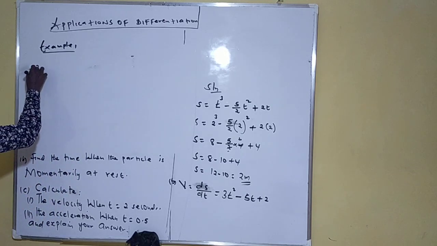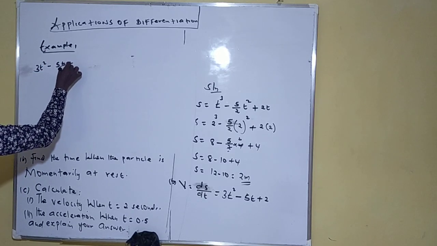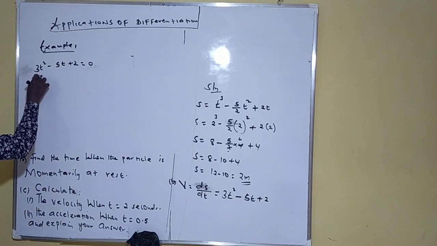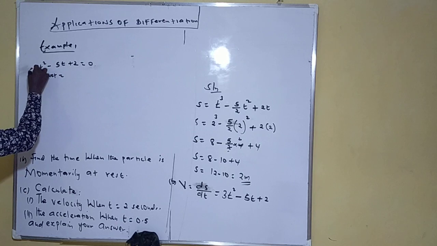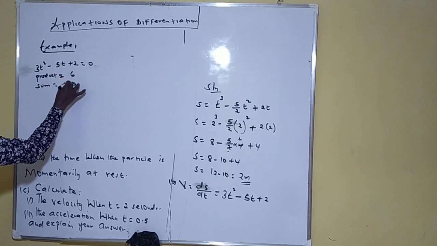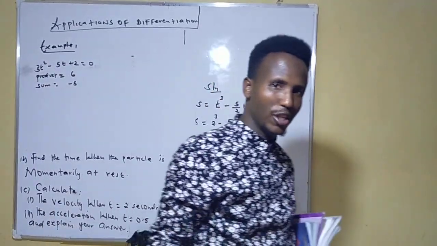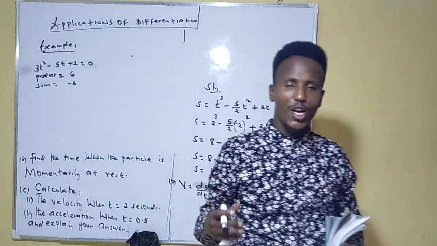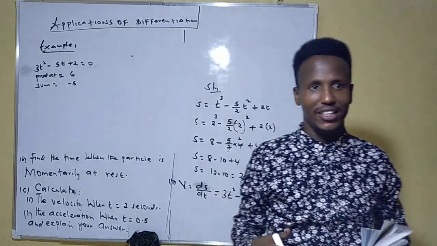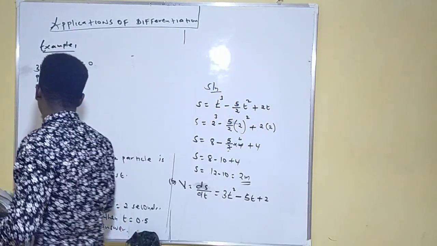So we are going to say 3t squared minus 5t plus 2 is equal to 0. We know that our product is 6, which is positive, and our sum is negative 5. So the two numbers are negative 2 and negative 3. Why? Because I've talked about this in our previous class. When you have negative on the sum side and positive on the product side, the two numbers are both negative. Don't forget that. So that's negative 2 and negative 3.